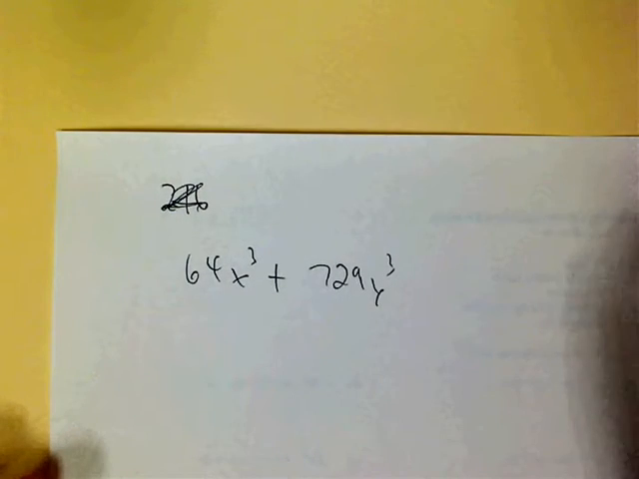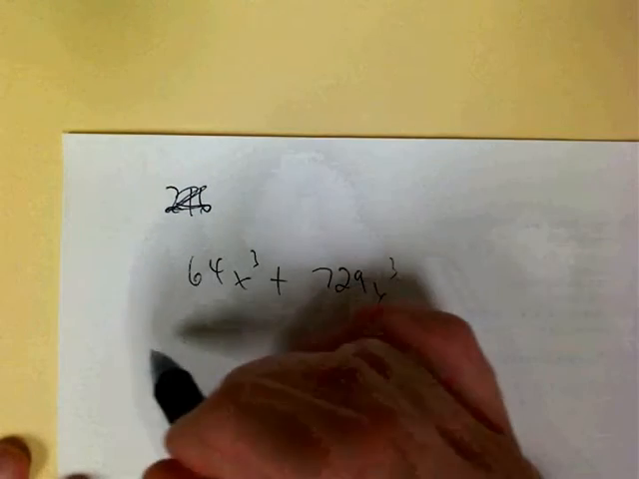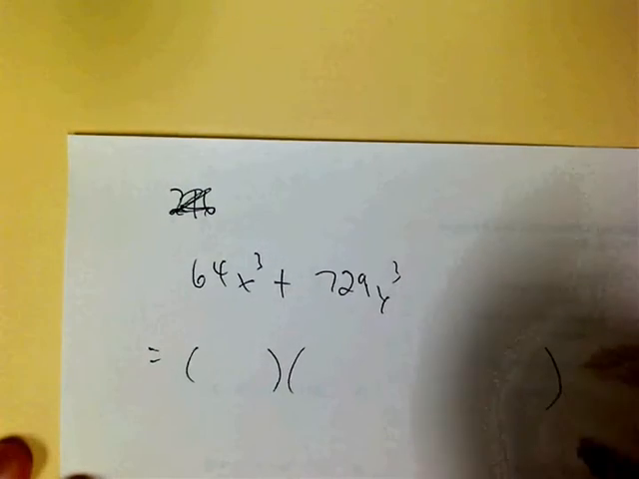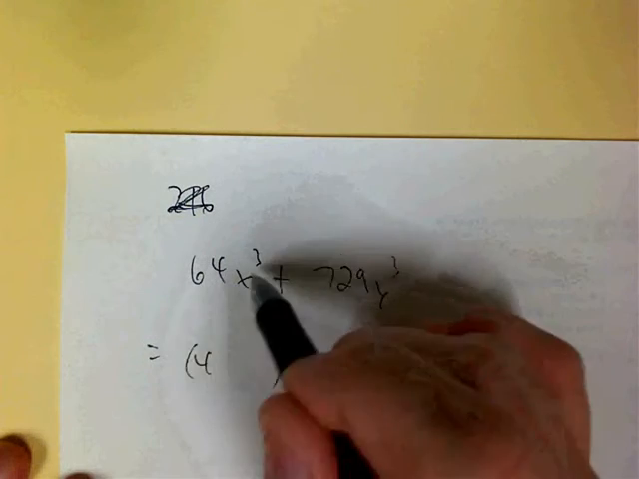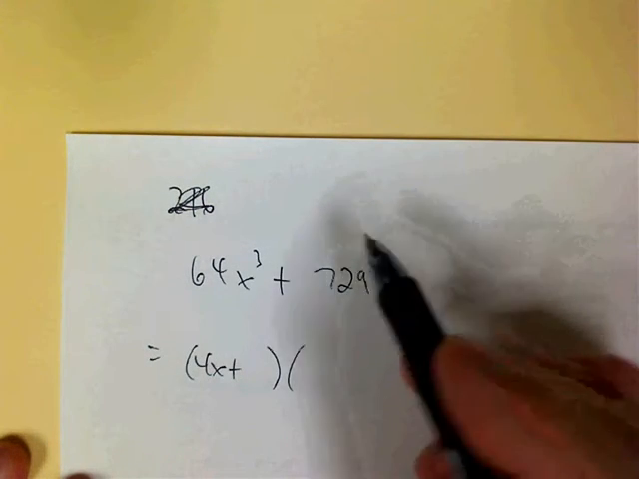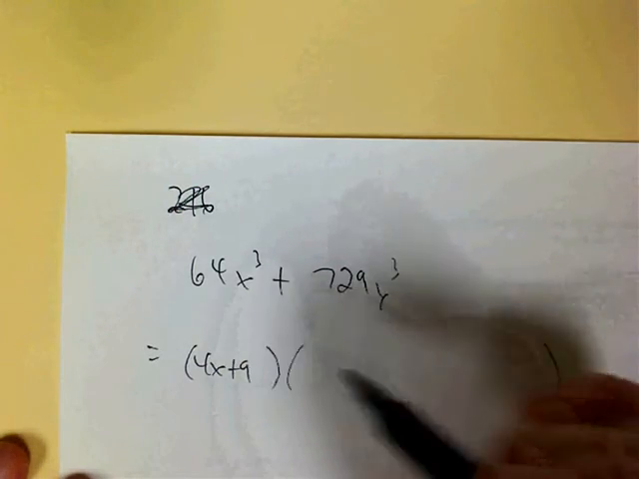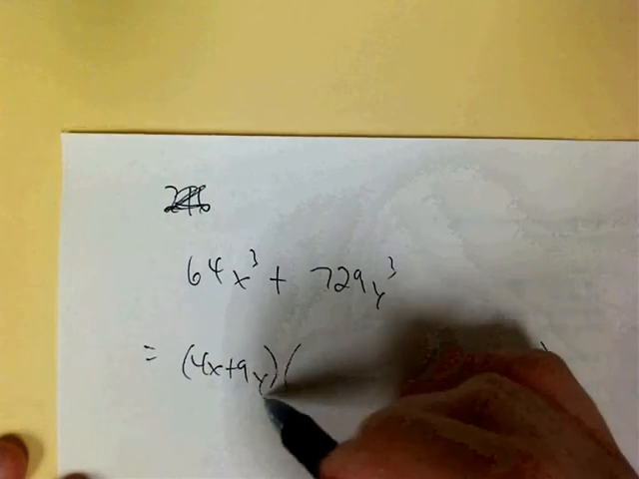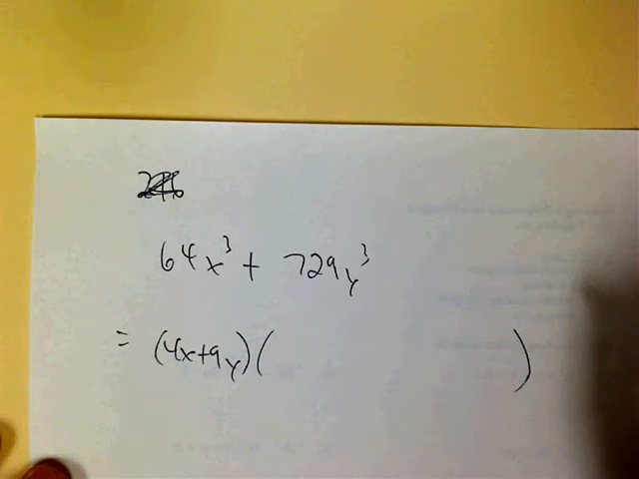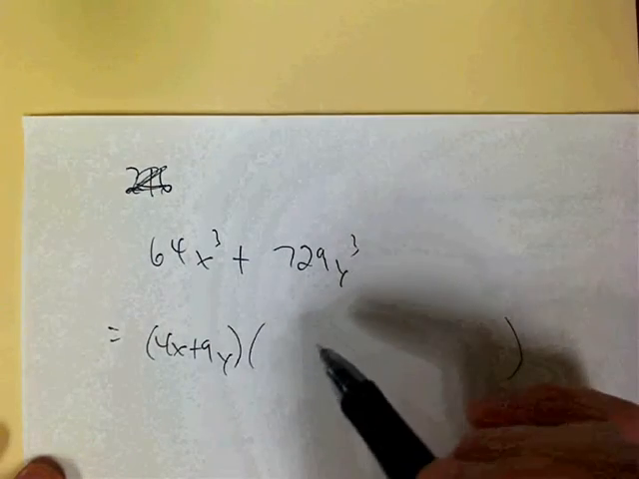And it is. Now here's the way I do it. I see cubes everywhere. I know that 64 is the cube of 4. The x is being cubed. The sign is a positive. 729 is actually the cube of 9. And then the y is also being cubed. You may be wondering about 9. 9 times 9 is 81. 81 times 9 is 729. But once I get that, I'm actually done with the hard stuff.